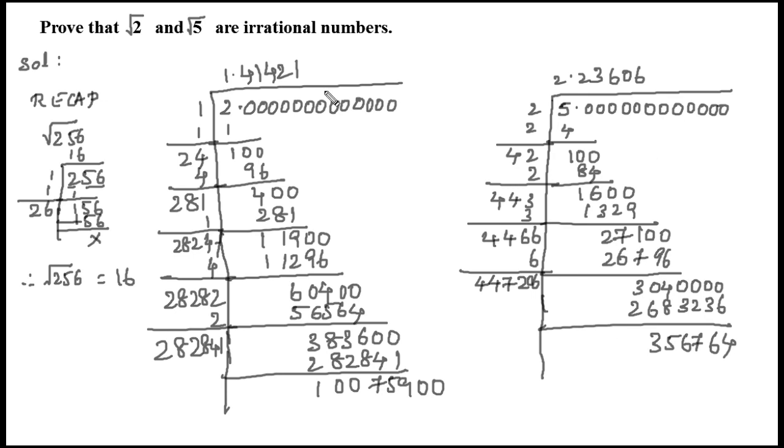So if you observe this decimal expansion, the decimal expansion is not terminating, and the digits in the quotient, that is the group of digits, are not repeating. So we can say that root 5 is an irrational number.